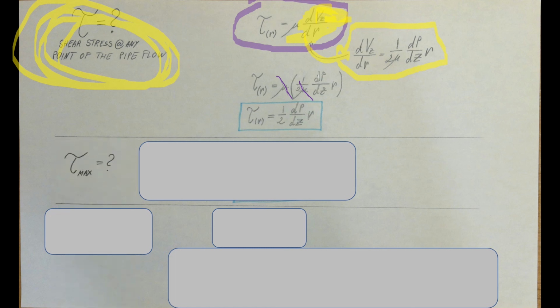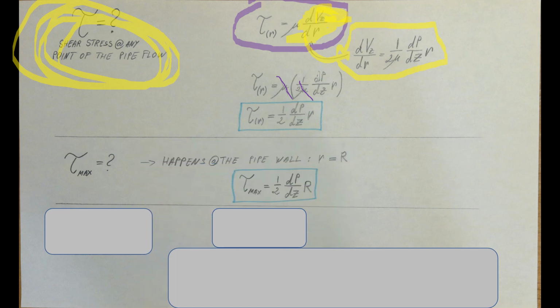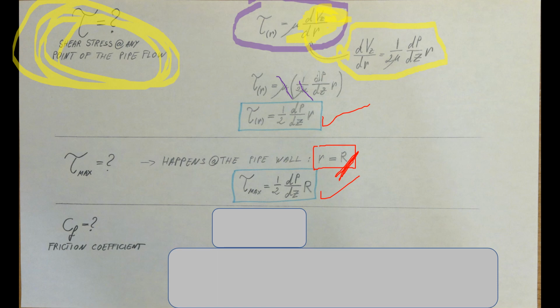And what we have? Maximum shear stress. Where do we have maximum shear stress happening? That would be at the wall, right? As the fluid is touching the walls of the pipe, that's where the maximum shear stress happens. So we'll take this equation that we determined right here, replace R with capital R, and we are able to find our maximum shear stress, which is 1/2 times the pressure term times capital R. Good.